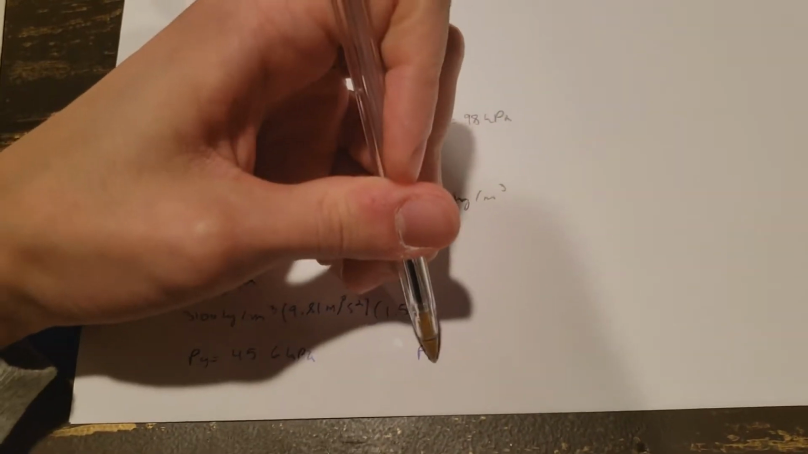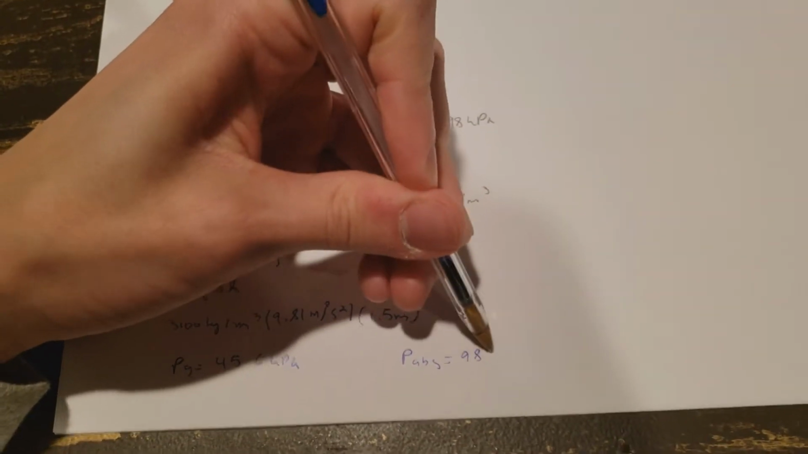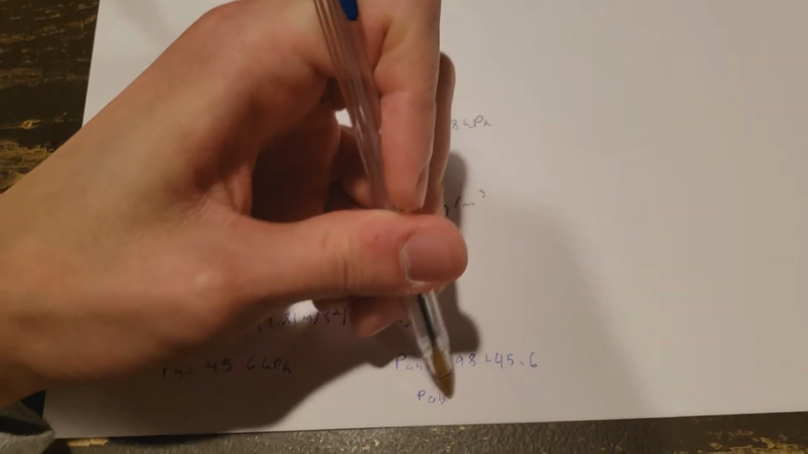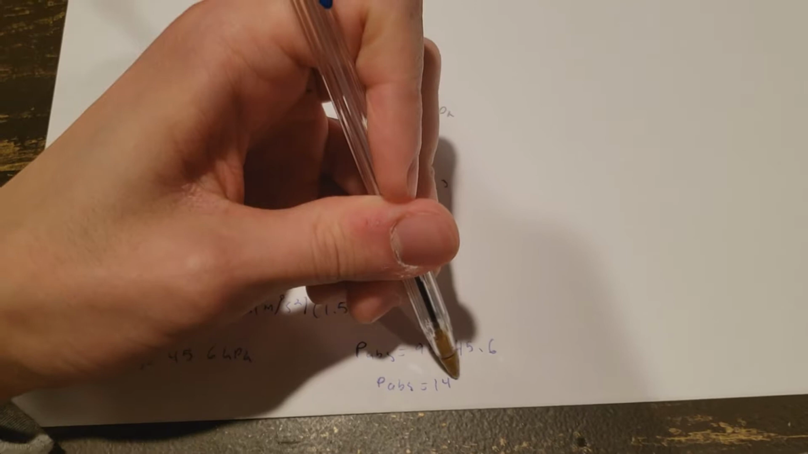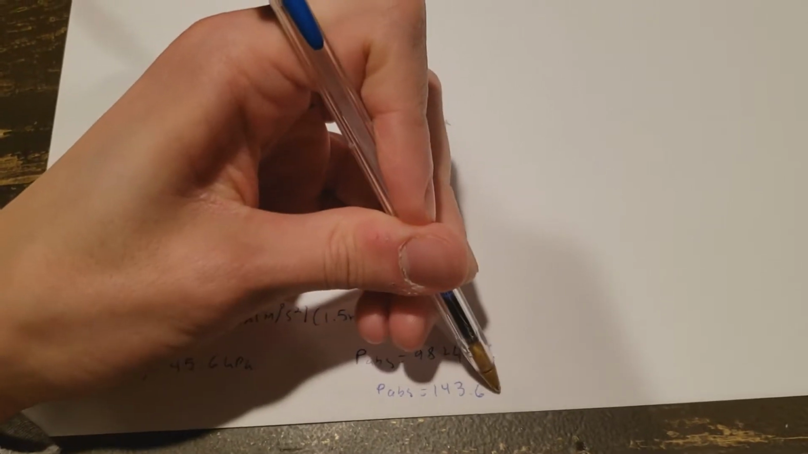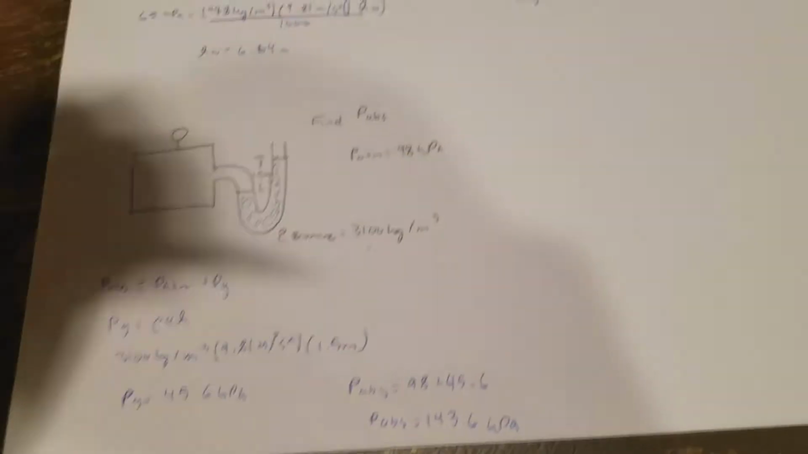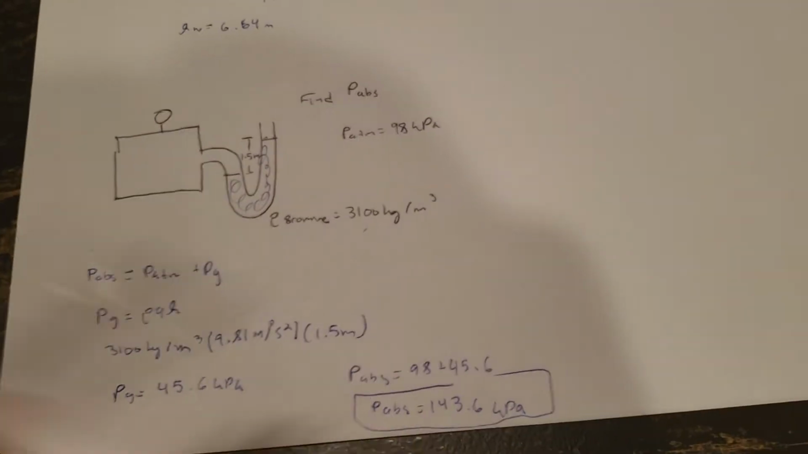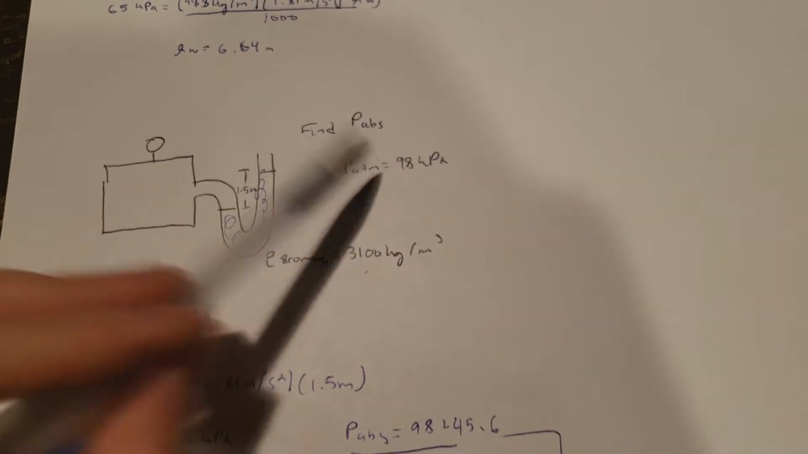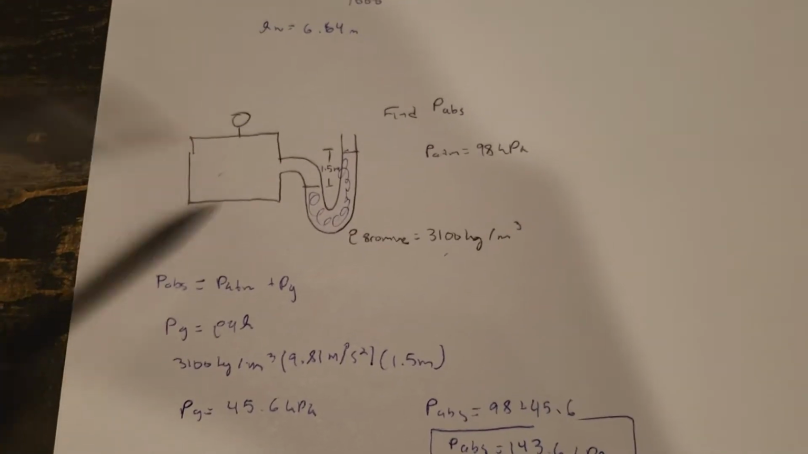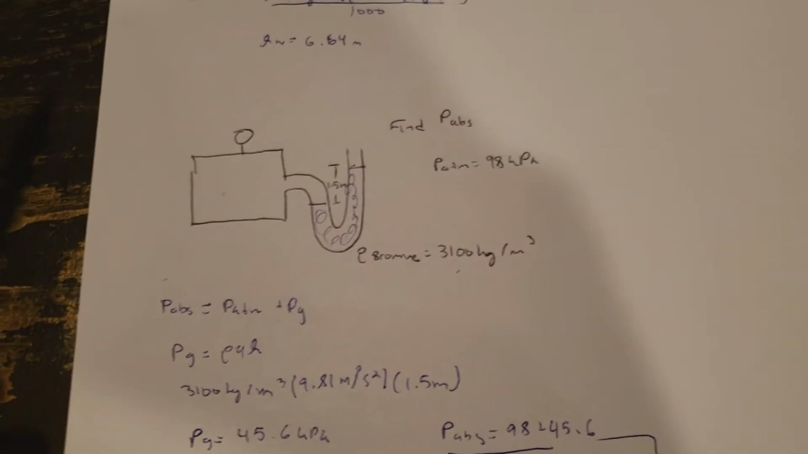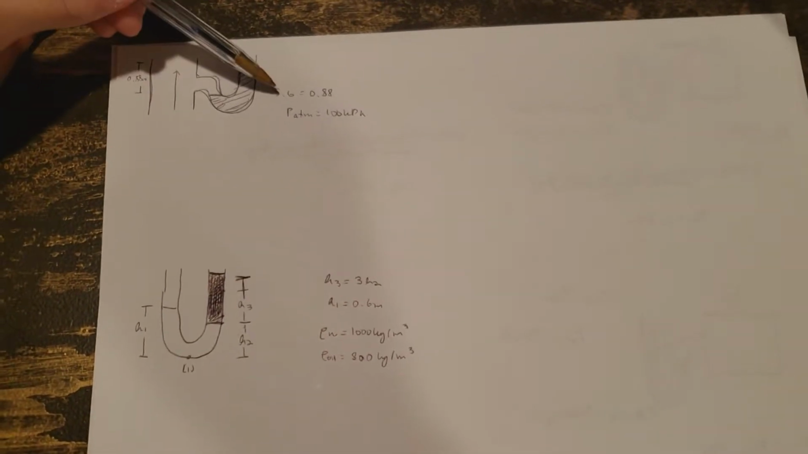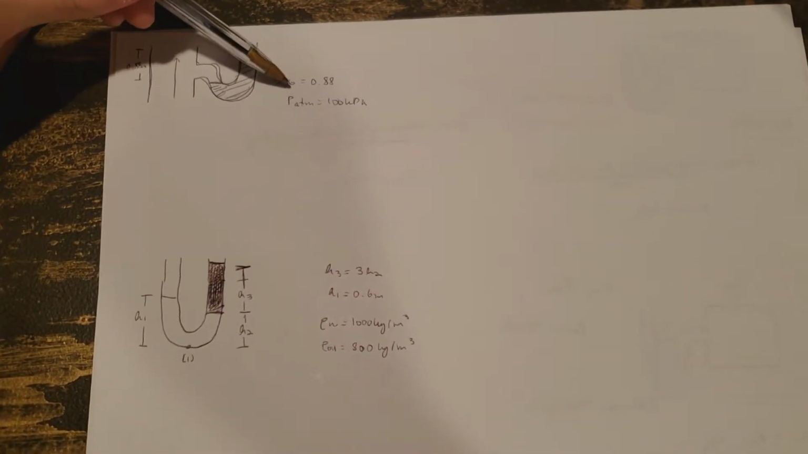So our absolute pressure is going to be 98 plus 45.6, so our absolute pressure is going to be 143.6 kPa. So yeah, you can definitely tell that this is definitely pressurized. So that's pretty cool. Okay, so for this problem, we're going to introduce the idea of specific gravity.